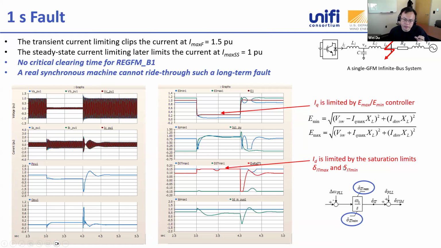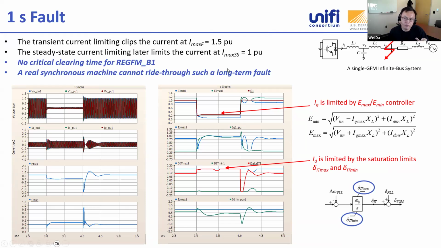Then the active current is also limited. During the fault, your phase angle would tend to lose synchronism with the grid, but because we have saturation limits here, delta IT max and delta IT min, it clamps the phase angle difference across that inductance. By clamping the phase angle difference across that inductance, we limit the internal phase angle delta VSM, so that phase angle does not lose synchronism with the grid during the fault. After the fault is cleared, it can quickly quit the current limiting mode and go back to its previous operation mode. So this is just how this process works.